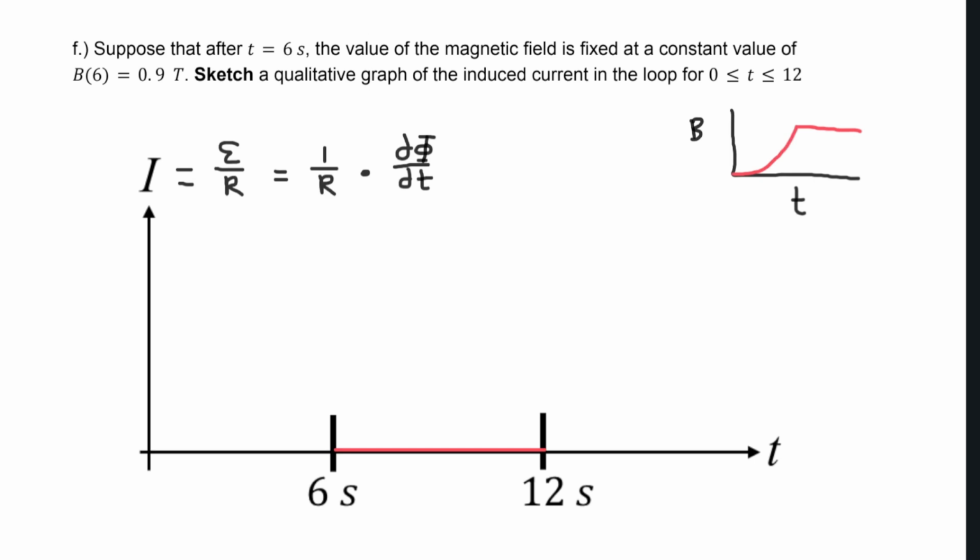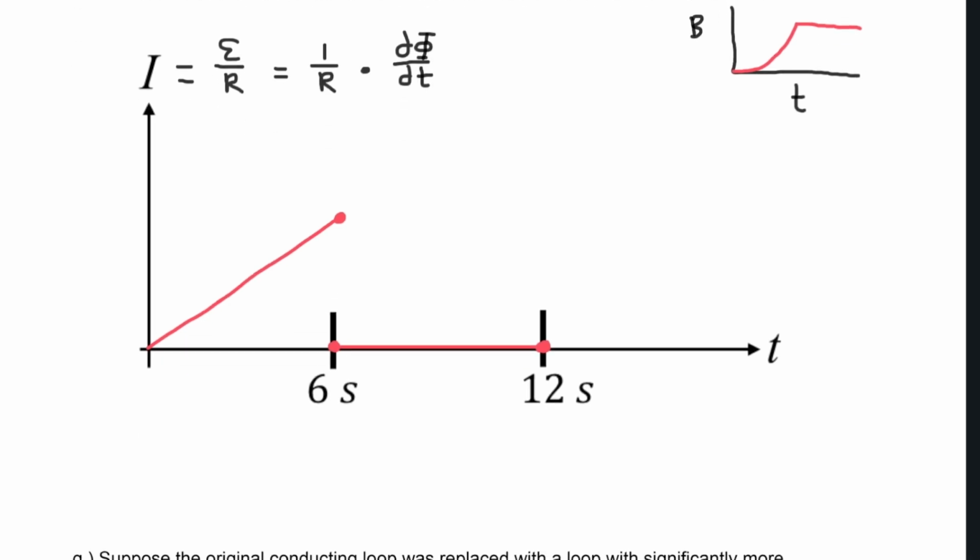But since our graph was proportional to t squared for the magnetic field, we know that its derivative must be a linear function. So the induced current is going to increase linearly before instantly dropping to 0 when it's held constant, because if there's no flux change, there is no current.